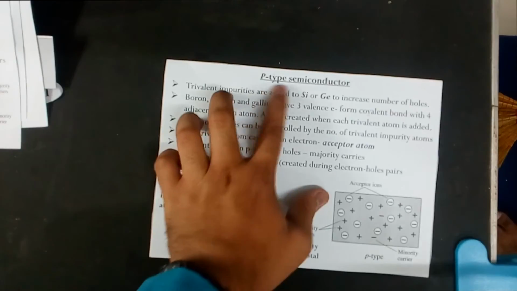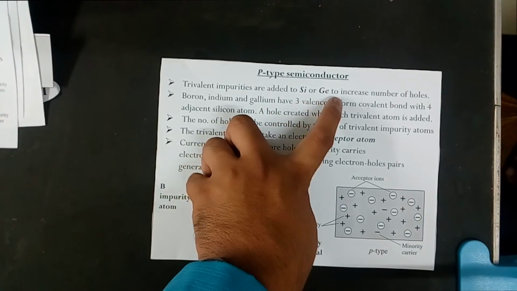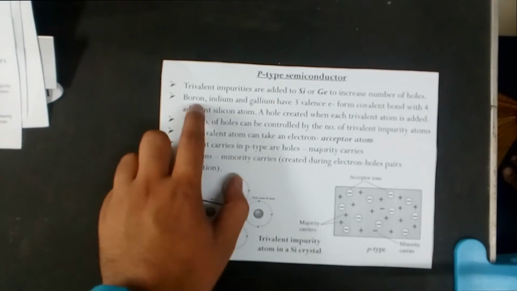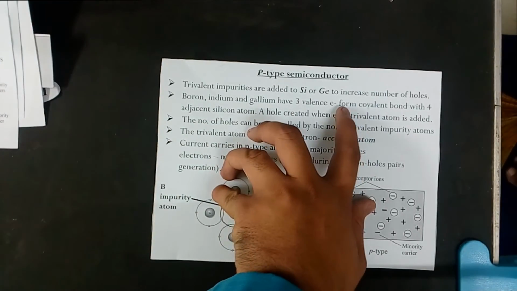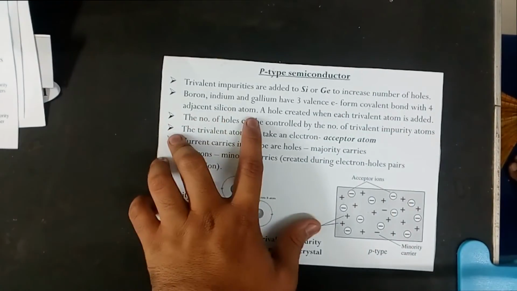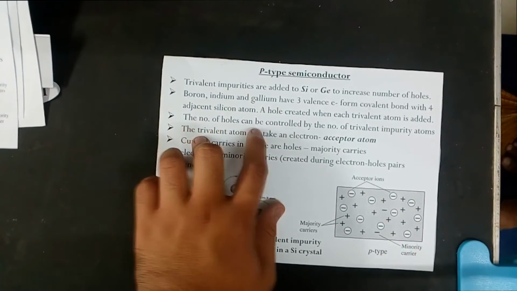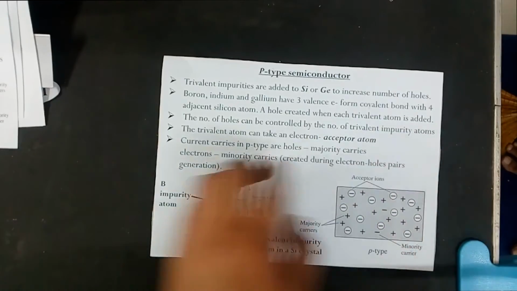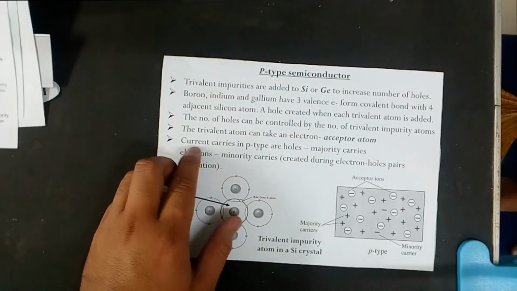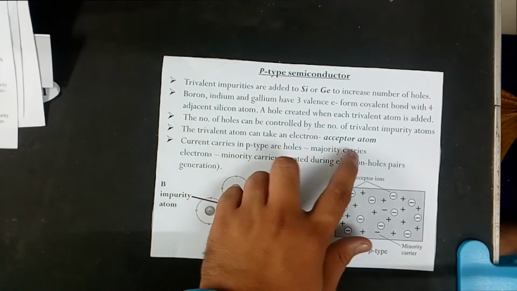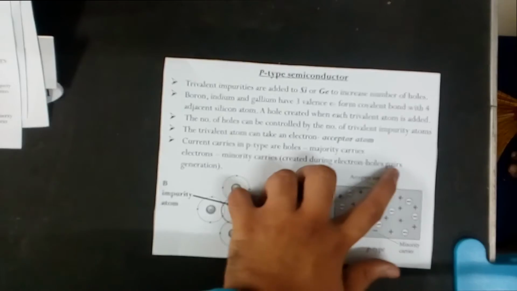Okay, last one is the P-type semiconductor. P-type semiconductors are made by adding trivalent impurities to silicon or germanium in order to increase the number of holes. Boron, indium, and gallium have 3 valence electrons. They form a covalent bond with 4 adjacent silicon atoms. A hole is created when each trivalent atom is added. The number of holes can be controlled by the number of trivalent impurity atoms. The trivalent atom can take an electron, so it is an acceptor atom. Current carriers in P-type are holes, which are the majority carriers. Electron minority carriers are created during electron-hole pair generation.